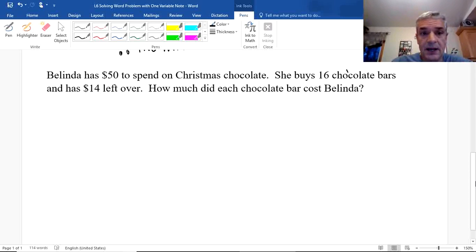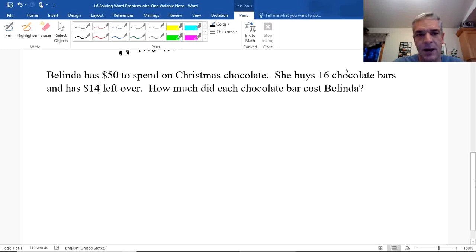She has $50 she can throw at Christmas chocolate. Maybe she works for a company and the boss has said go out and buy the staff some chocolate, and she goes out and buys some really nice fancy chocolate bars, and she comes back to her boss and says, well, here's $14 change. I got $14 change.